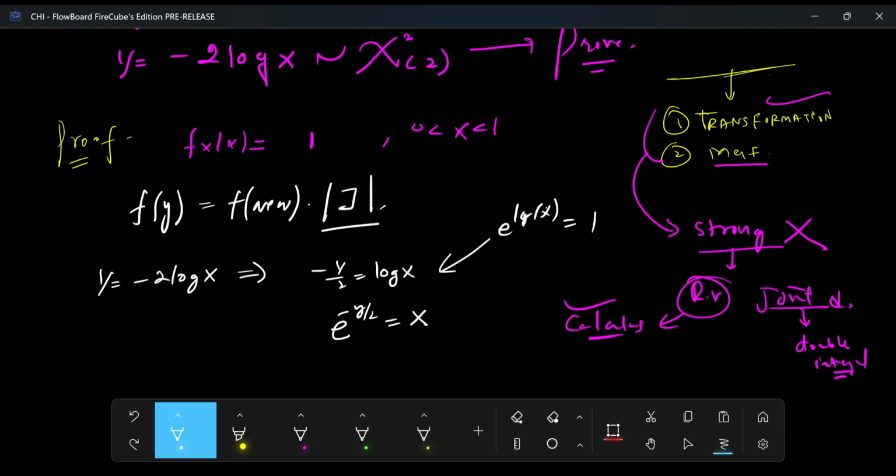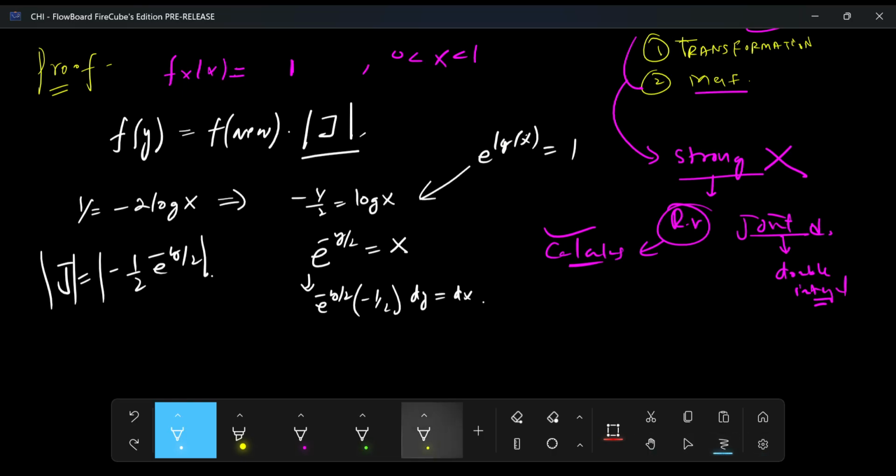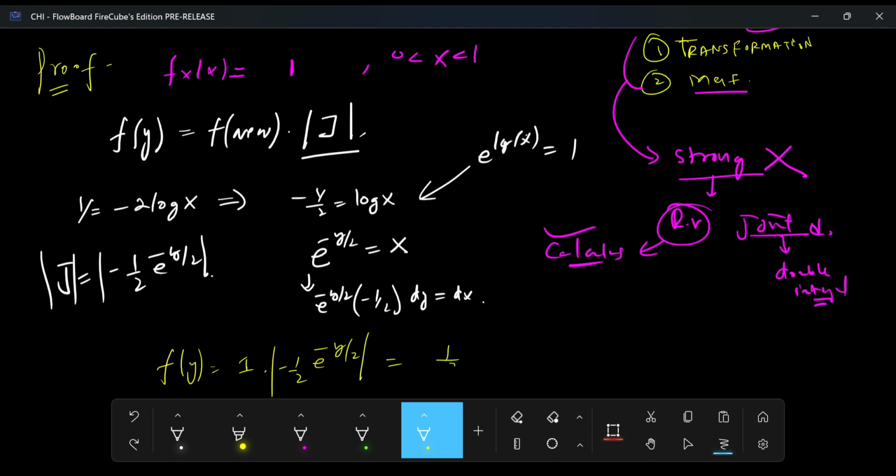अब डिफरेंशिएट करना है। सो say differentiation of this will be e to the power minus y by 2 और इसकी इंटरनल डिफरेंशिएशन minus 1 by 2 dy is equal to dx. So Jacobian is my minus 1 by 2 e to the power minus y by 2. So now f of y will be, f of old कितना है, 1 नहीं है ना, into Jacobian, Jacobian is minus 1 by 2 e raised power minus y by 2. That's simply minus तो ये खा जाएगा ना, mod खा जाएगा, that's equal to 1 by 2 e to the power minus y by 2 and y is greater than 0.